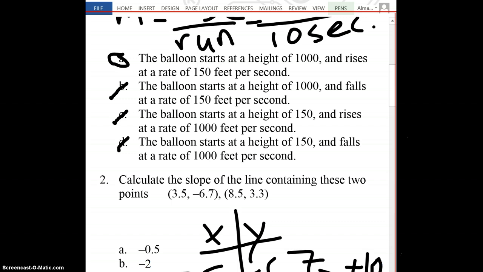My slope is the change in y over the change in x. And the change in y is 10, and the change in x is 5. So my slope is 2. So the answer is C, the answer is 2.